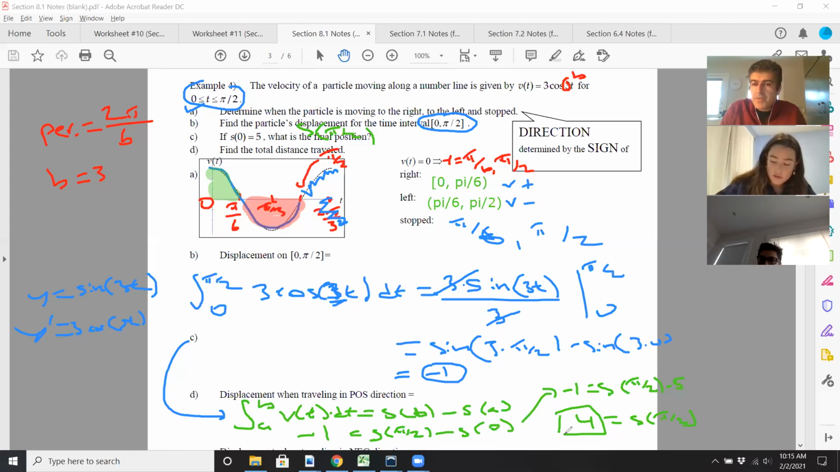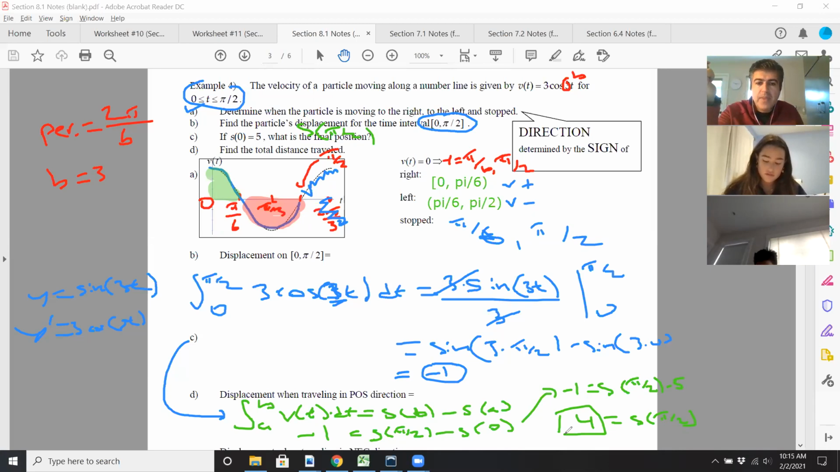Okay, any questions about A, B, or C here? Again, you're moving to the right when your velocity is positive, moving to the left when your velocity is negative. You're stopped when your velocity is 0. That was part A. The graph helped us with that. Displacement is simply the integral of your velocity over whatever interval you're looking at, which we talked about on page 1. So that's what I did.